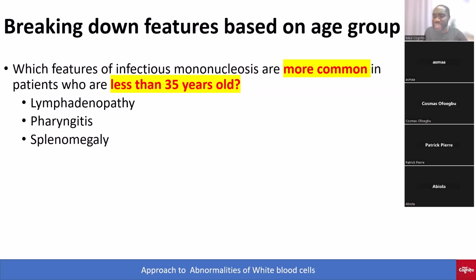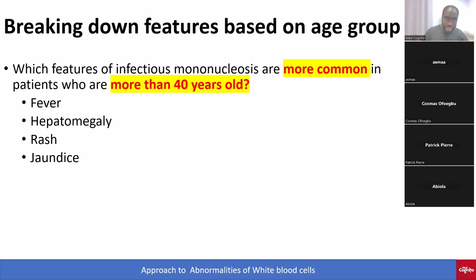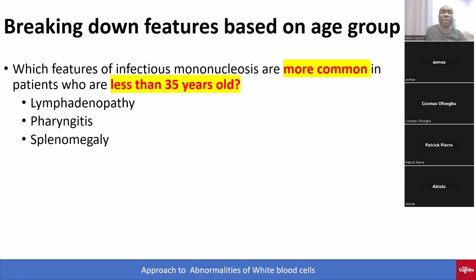Okay, so which features are more common in older people? Number 1, fever. Number 2, hepatomegaly. Number 3, rash. Number 4, jaundice. Let me say it again. Younger people, which features are more common? Older people, which features are more common? Older people: fever, hepatomegaly, skin rash, jaundice. Younger people: lymphadenopathy, pharyngitis, and splenomegaly. All right, good.